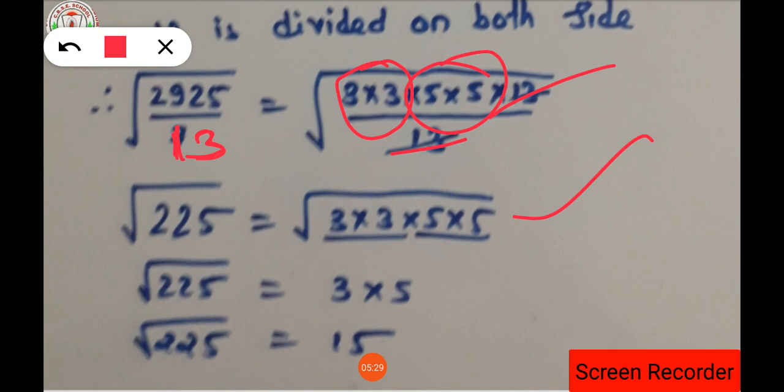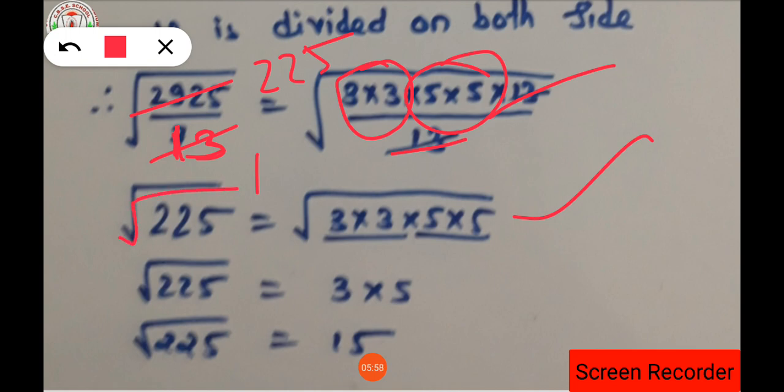Okay, in the table of 13, 13 comes one time, and 2925 will go in the table of 13, that is 225 times. Okay, 13 in the table of 13, 2925 comes how many times? 225 times. So what are the factors which are left out? Since 225 will be under the root.